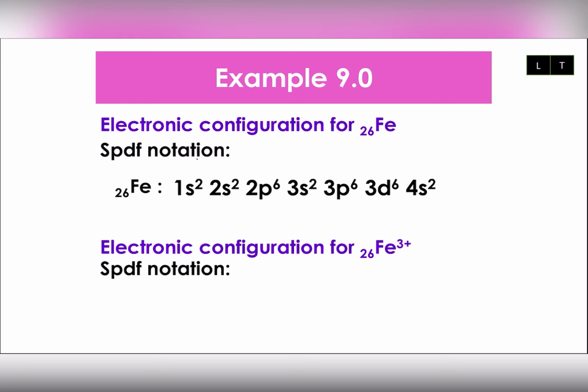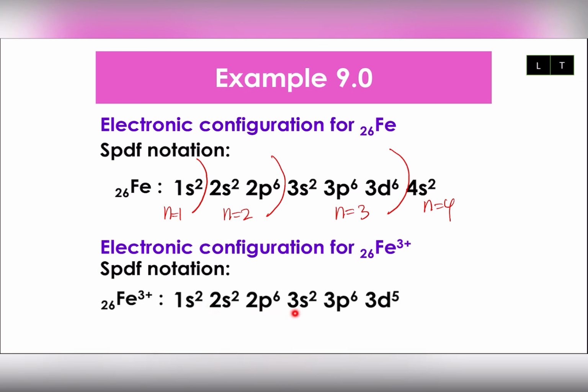If you take a look carefully, this is n equals 1, n equals 2, n equals 3, and n equals 4. Here you can see 2 electrons in the 4s orbital, but in this case we want to remove 3 electrons. So we have one more left, and we are going to remove it from the 3d orbital. So what's left will be Fe3+: 1s2, 2s2, 2p6, 3s2, 3p6, 3d5. Because 2 electrons are removed from 4s and 1 electron is removed from 3d.